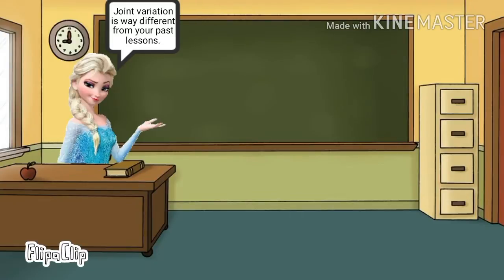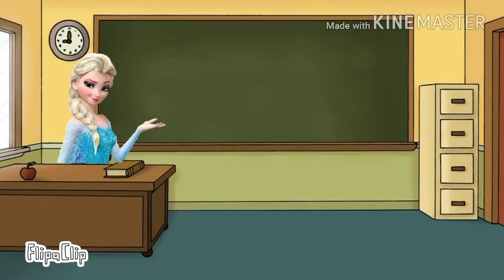Our lesson for today is joint variation. Joint variation is way different from your past lessons. This time, you're going to deal with 4 variables. One variable varies on 2 other variables. The formula is y = kxz.